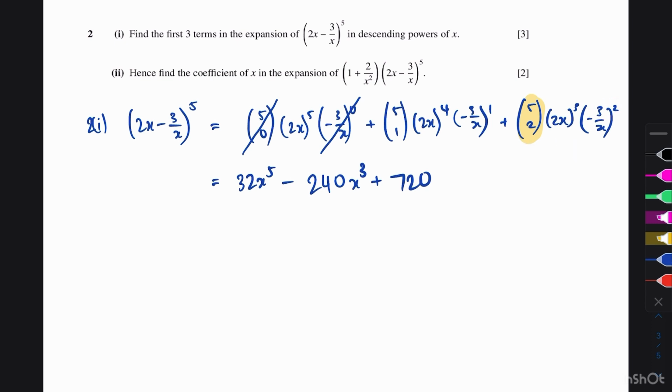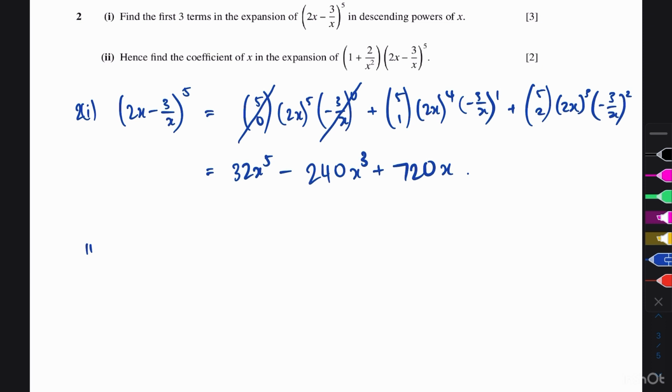And then how many x's do we have here? 3 and 2 on the bottom there, so that cancels out to just give us 1x. 720x. So there are our first three terms for this. Now for part 2. Hence find the coefficient of x in this expansion.